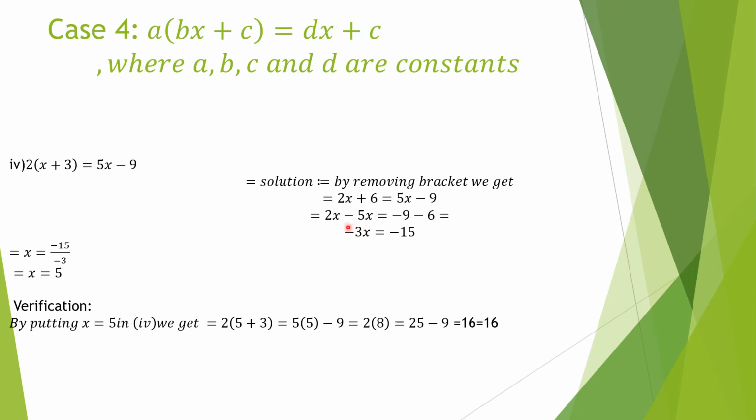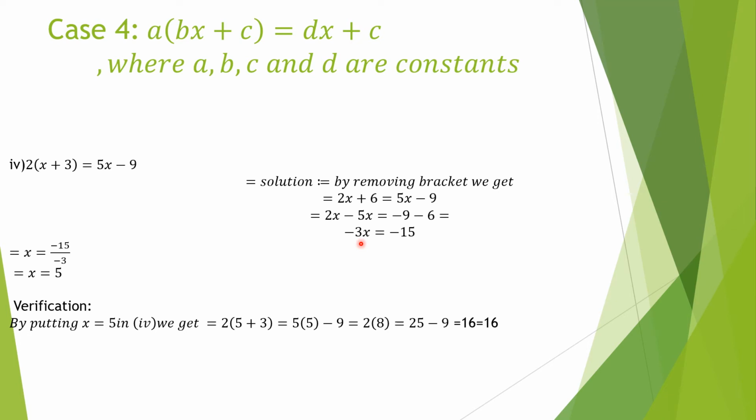By arranging the like terms, 5x is shifted to the left hand side. It changed into minus. 2x minus 5x is minus 3x. Two different signs will be subtracted and the sign will be of the greater term. Greater term is 5, so we are writing minus here. Minus 9 plus 6 is changed into minus by shifting to the right hand side. The signs are same. Minus 9 minus 6 is minus 15.